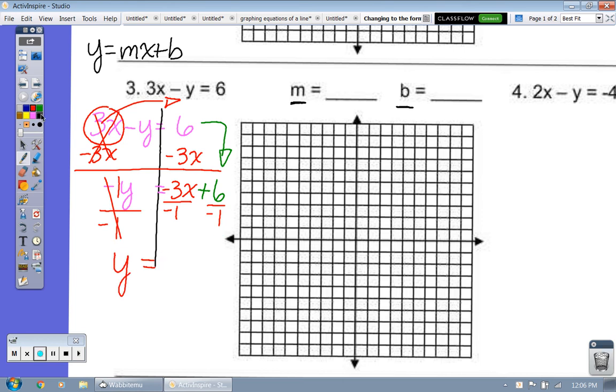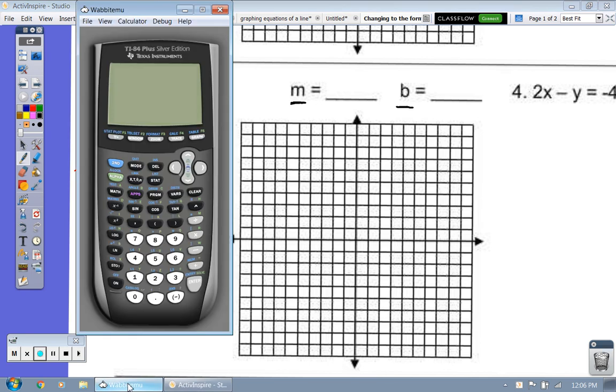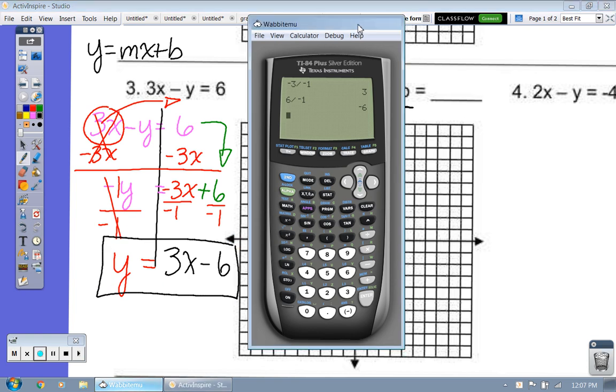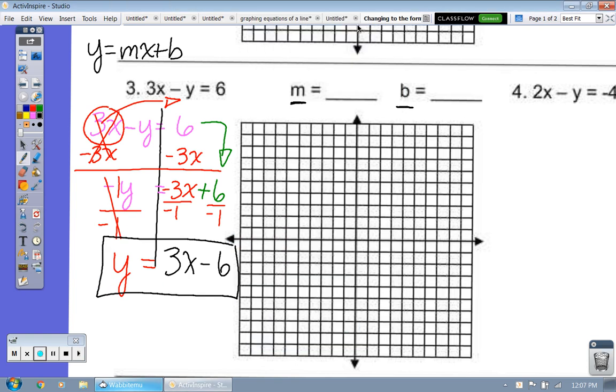Y equals, and you might need to use your calculator to figure out what negative 3 divided by negative 1 is. Negative 3 divided by negative 1, that's going to give you a positive 3x, and then a positive 6 divided by a negative 1. That's going to give me a negative 6. This is now in y equals mx plus b form. Now we can get the slope of this line.